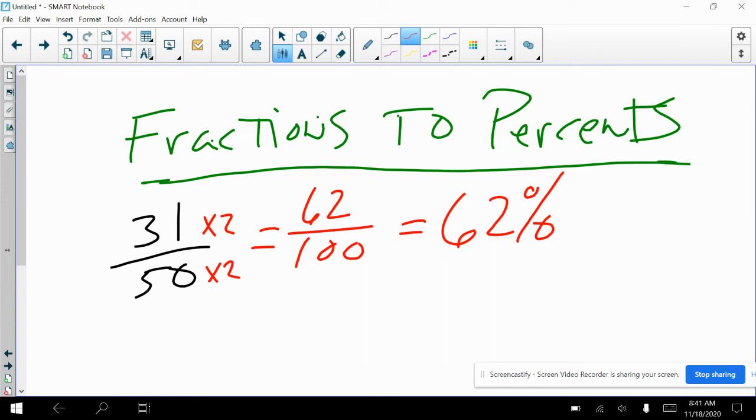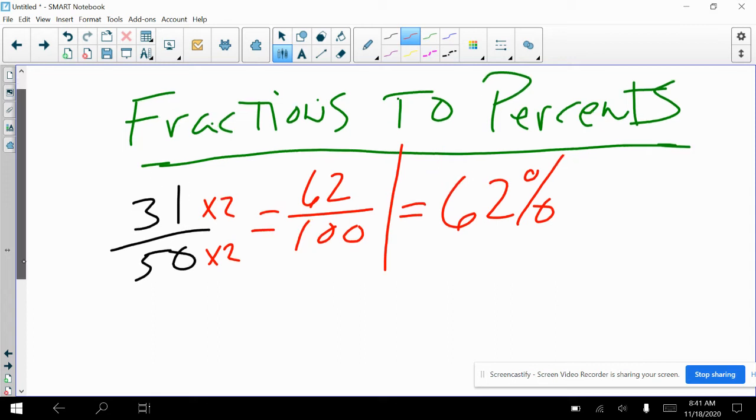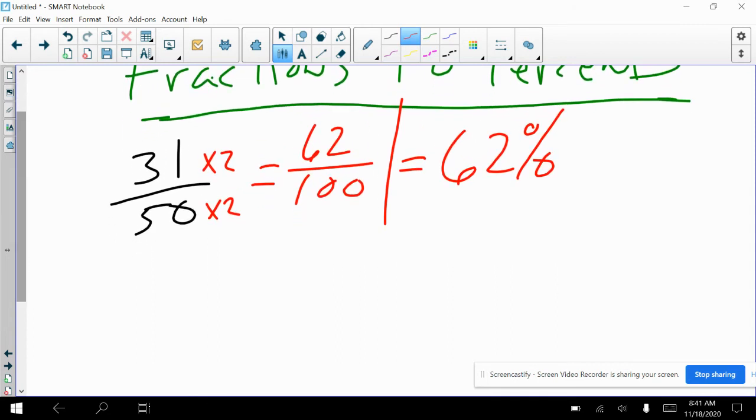That should all be review up until here. Now we're just putting the percent sign on. So if you can, try to get the denominator to 100. Try.